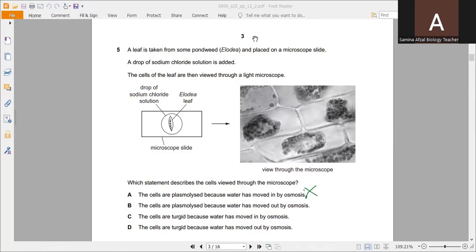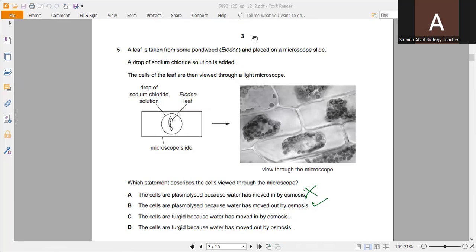The second is: cells are plasmolyzed because water has moved out by osmosis. Yes, they are plasmolyzed because the water concentration, the water potential, is higher inside in comparison to outside, because they are kept in salt solution. So that is the reason the water will move outside by the process of osmosis, and the cells will become plasmolyzed.